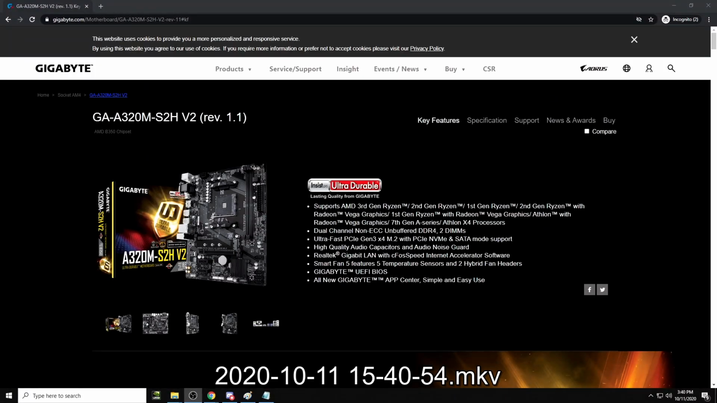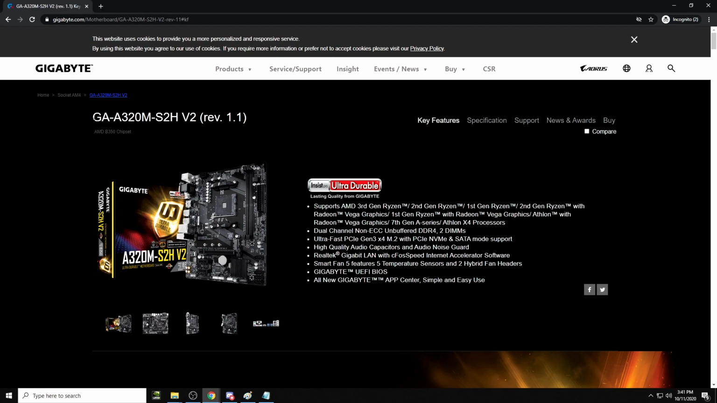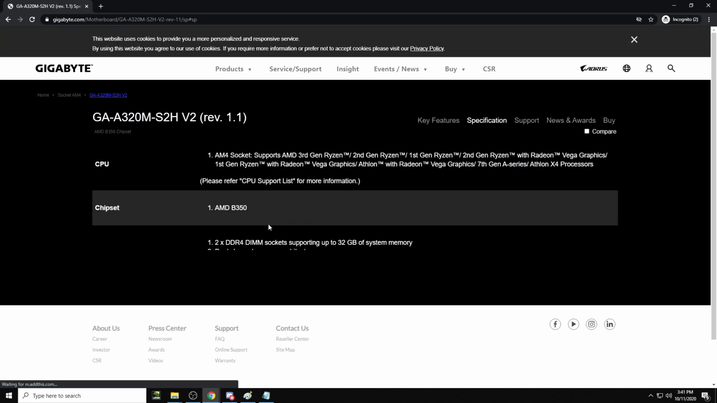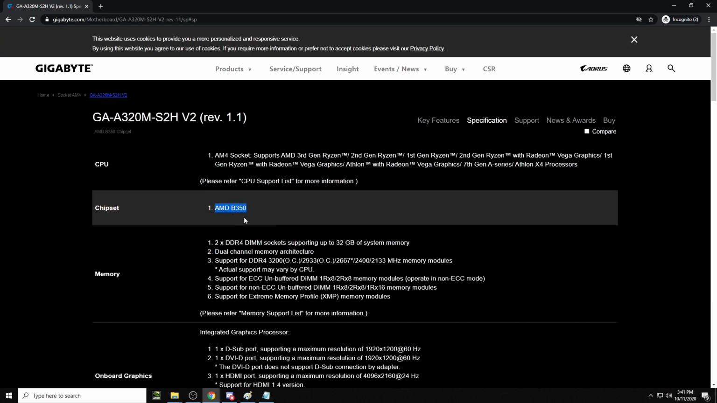So that concludes the review of this video. Just a few things. Remember, if you're trying to look for this model of motherboard that you can overclock, make sure it's the Gigabyte A320M S2H version 2. Guys, you need to make sure it has a version 2 at the end of it, because there's another version of this which doesn't have the version 2. And the version 2 has a B350 chipset compared to the other one.